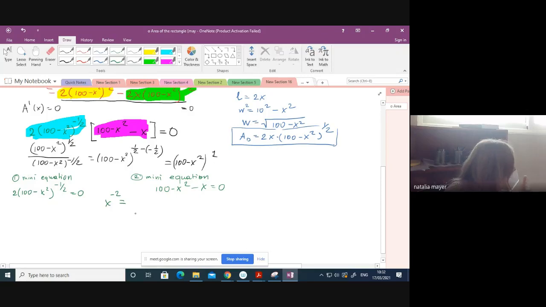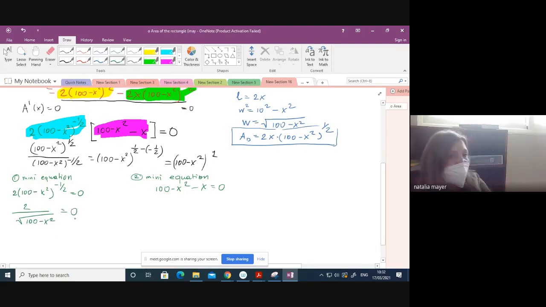X, 1 over x, 1 over x to the power of 2. Do you see any minus here? No. So can you go back here and tell me how to write it without the negative exponents? Square root of 100 minus x. Exactly. All of this is equal to 0.